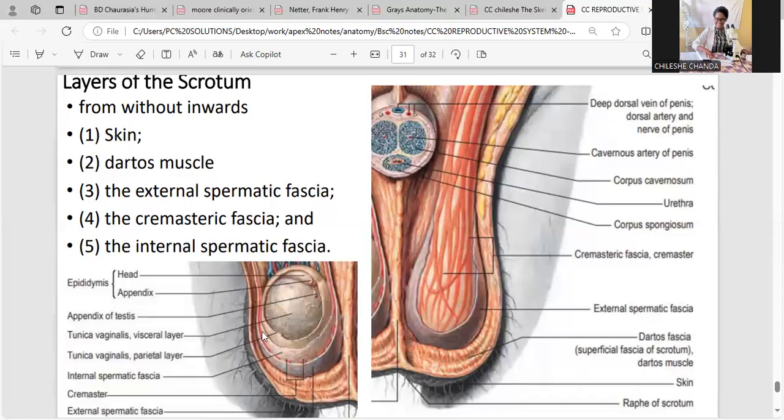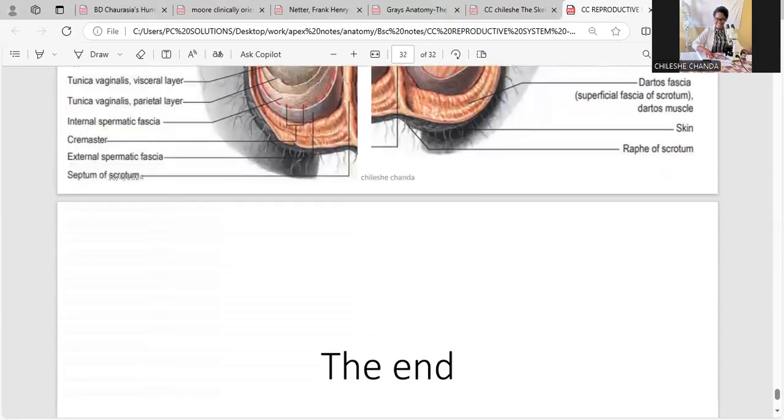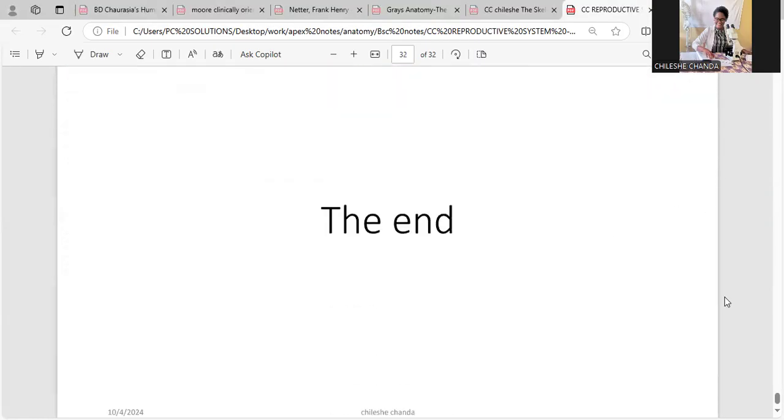Then we're going to find the layers that we've already talked about, the layers of the testis. We have the tunica vaginalis and the tunica albuginea, which may not be seen here. Those are the layers of the scrotum.